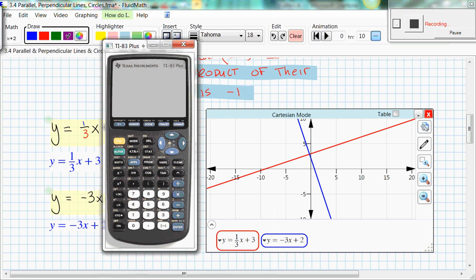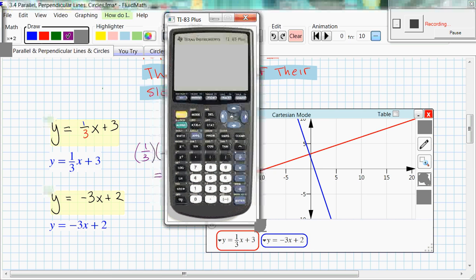Okay, what we're going to do is I'm going to show you another little trick in your calculator. So turn it on. Go to y equals, go to the first y equals bar. We're going to punch in that first equation, 1/3 x plus 3. So I need you to go parentheses 1 divided by 3, parentheses x plus 3. Everybody good? Okay, next I want you to go down a line.